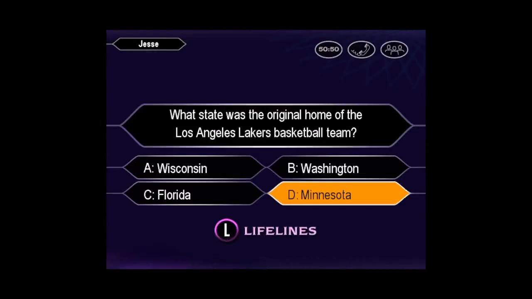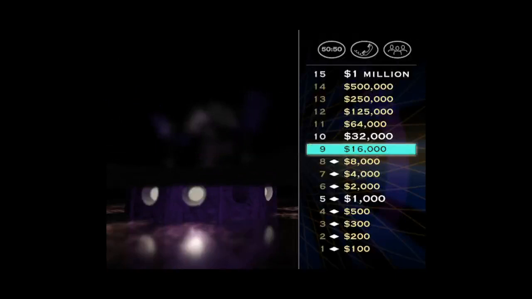You have no doubt the answer is D. You've got it. Now you're only one question away from that second safe haven. Answer this one correctly, and you'll walk away with at least $32,000.